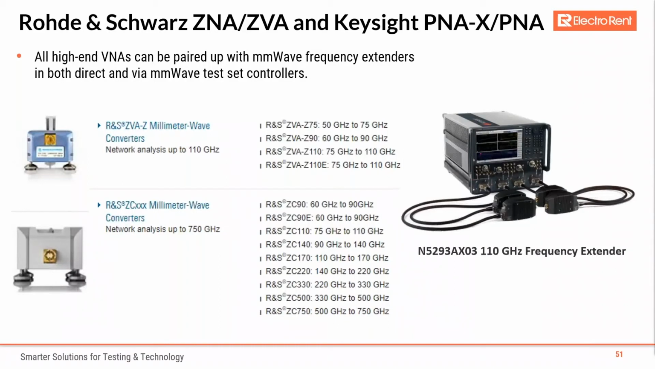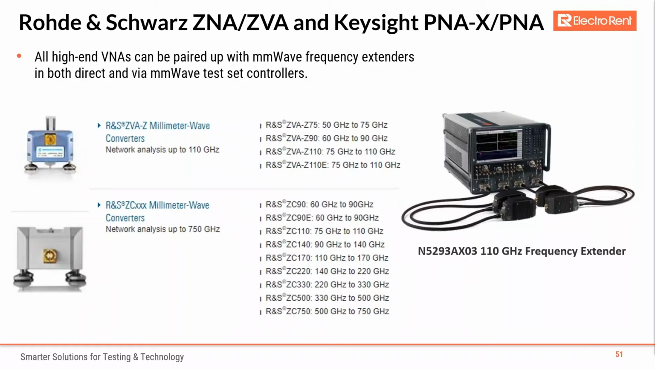All high-end VNAs also can be paired up with millimeter wave frequency extenders in both direct and via millimeter wave test set controllers. Keysight offers 1.0 millimeter coax frequency extender heads, as you can see here on the right, that can operate from DC all the way to 120 gigahertz. These heads come with an internal heater to speed up the optimizing process.